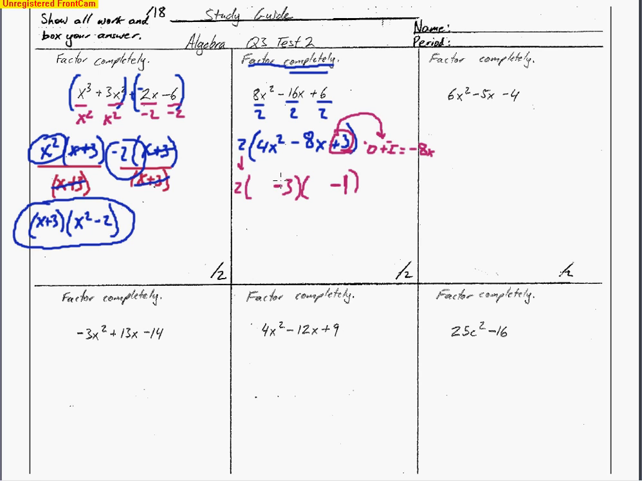All I have to do now is figure out what numbers go in place of the first terms to make 4x squared. So I've got some options. I can either put a 4x and a 1x to multiply to make the 4x squared.